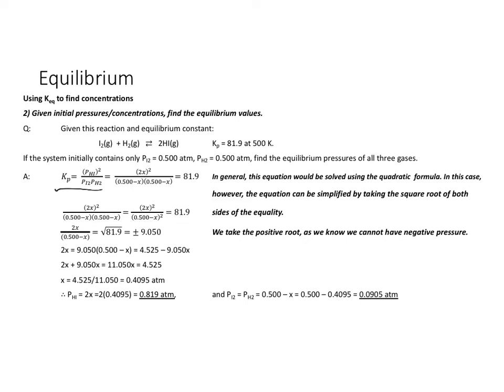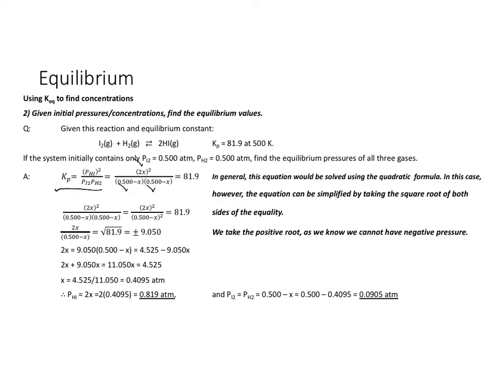Put it in. The pressure of HI was 2X, so that's 2X squared. Pressure of I2 was 0.5 minus X. Pressure of H2 was 0.5 minus X, and that's going to equal 81.9. Now, if we look at this, this is going to yield a quadratic equation. So we can do all of the algebra and find the quadratic equation, and then use the quadratic formula to solve it.